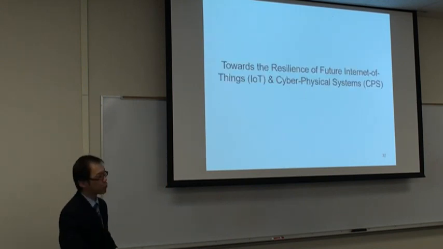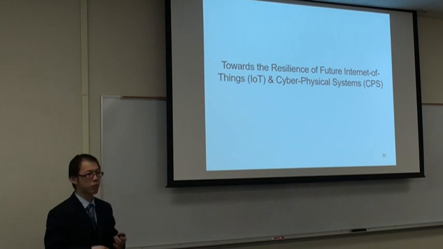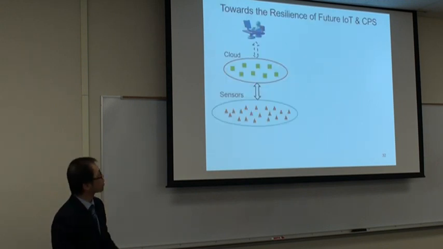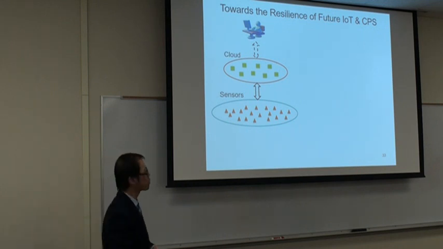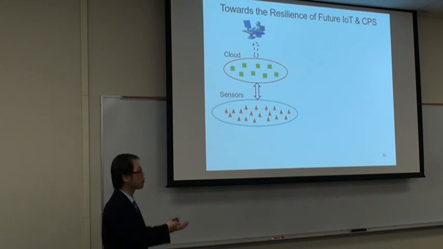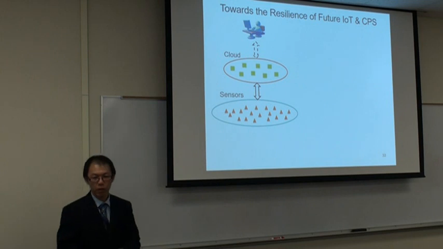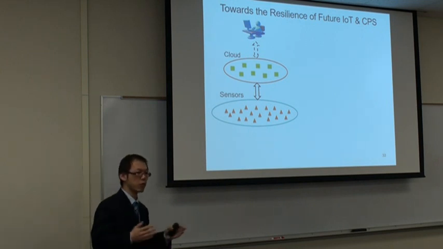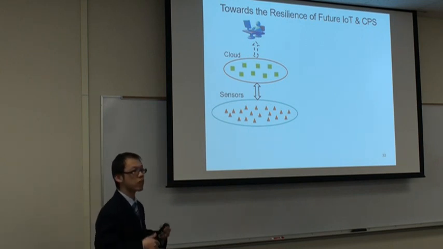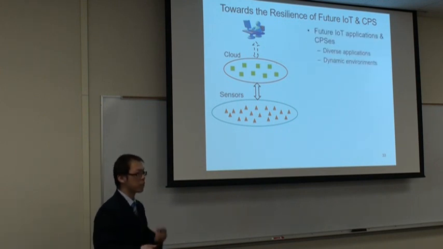So based on this work, I'm going to talk about my future work, which I would like to target at the Internet of Things and also cyber physical systems. The Internet of Things actually shares a similar communication structure. The sensors exchange information, still using the cloud infrastructure. But the difference is that the scale is pretty large, in the sense of millions of sensors and devices. Of course, it can run diverse applications.